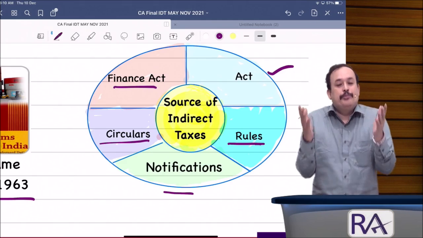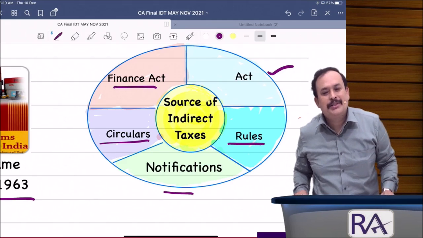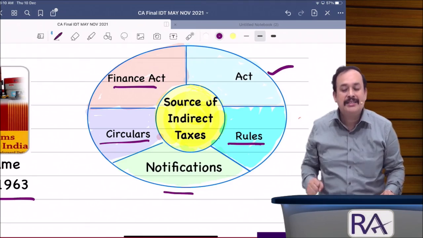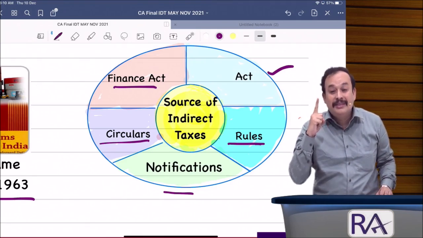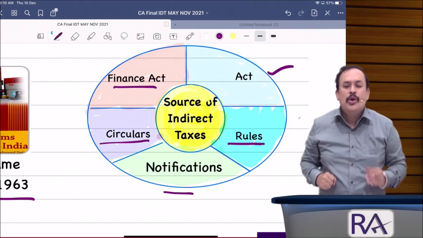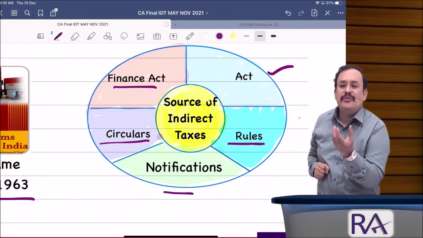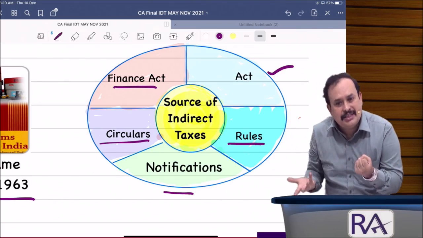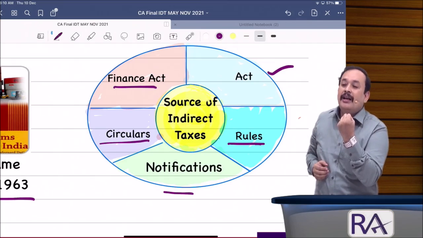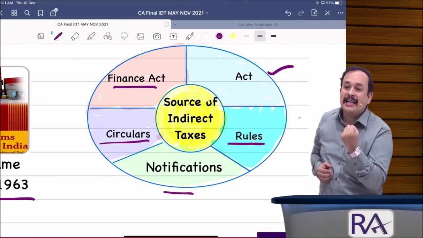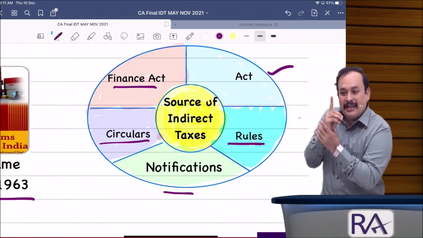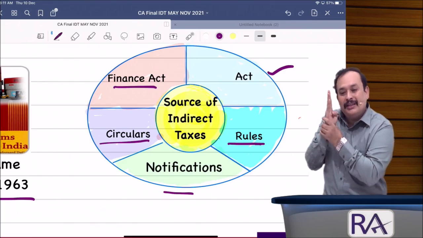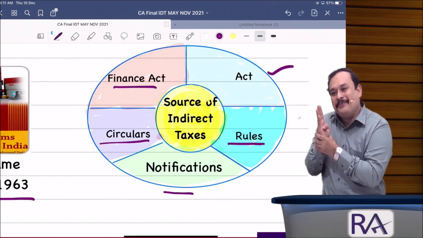So, very simple, my dear. What do you mean by appointed day? If anybody asks you, it is the day on which GST was introduced in India to levy the tax, which is 1st July 2017. What are the sources of taxation in GST law, or customs law, or indirect tax as a whole? GST or customs, indirect taxes: source 1, Act; 2, rules; 3, notifications; 4, circulars; 5, Finance Act.